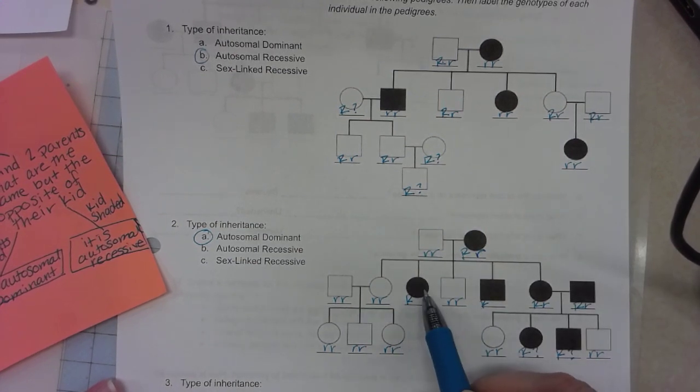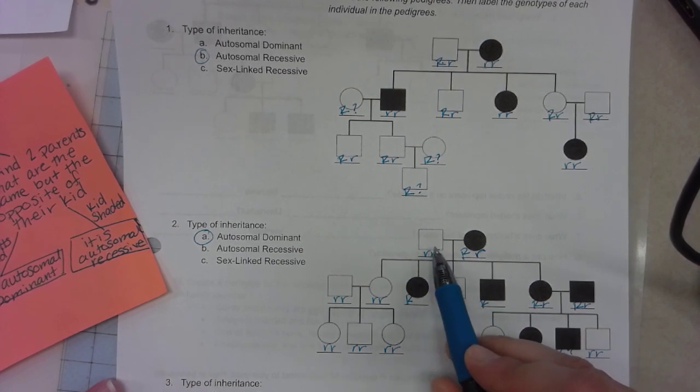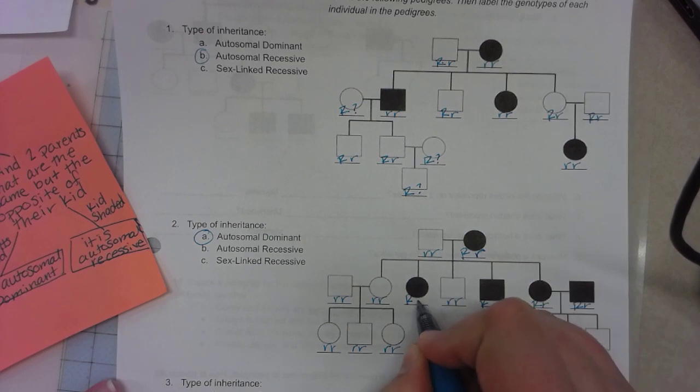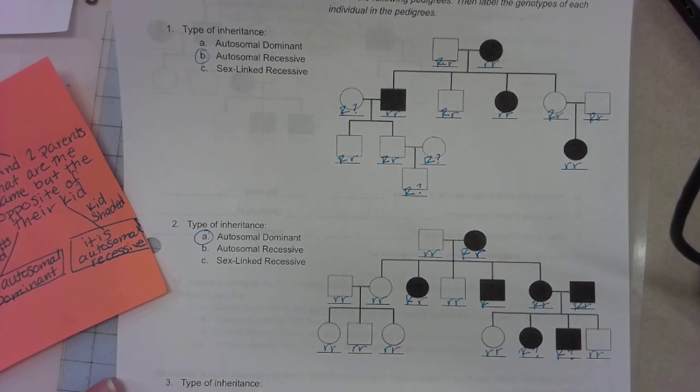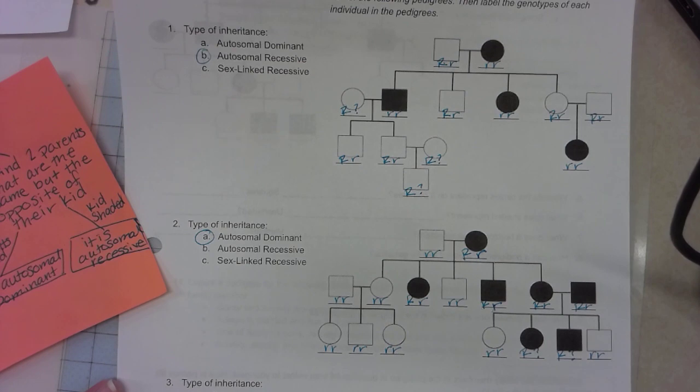This daughter down here, she's going to get her big R from her mom, which means that her dad only has little r's to give. So she is going to be big R, little r. It is going to be the same with her brother over here. Big R, little r.